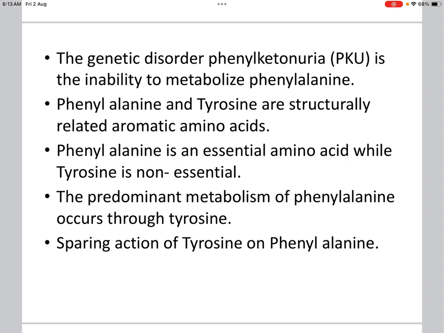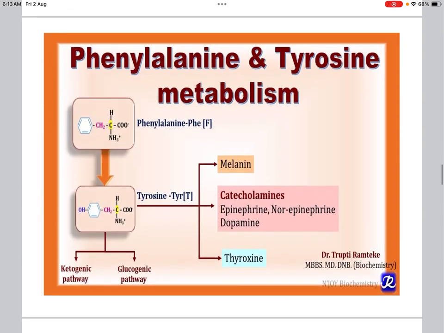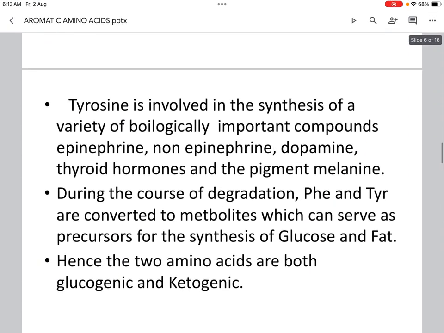Phenylalanine and tyrosine are structurally related aromatic amino acids. Phenylalanine is an essential amino acid while tyrosine is non-essential. The predominant metabolism of phenylalanine occurs through tyrosine, which we can see here in the picture. Phenylalanine goes to tyrosine, then from tyrosine the melanin, catecholamine and thyroxine are formed, and both these aromatic amino acids are ketogenic and glucogenic.